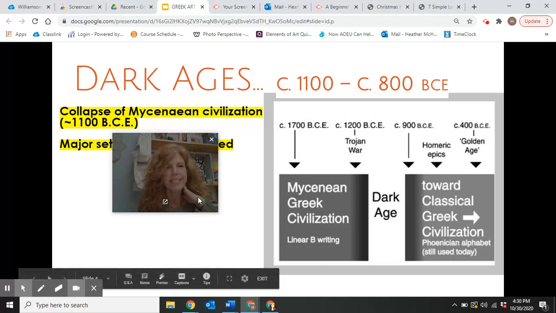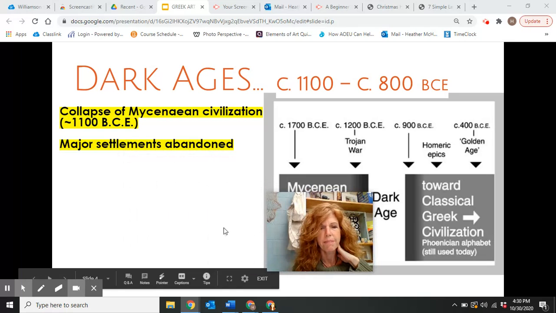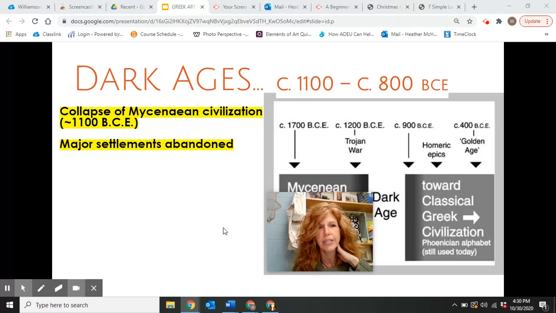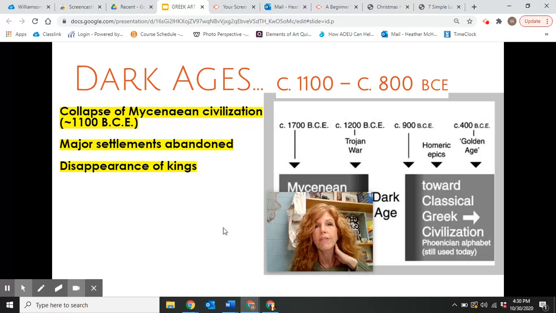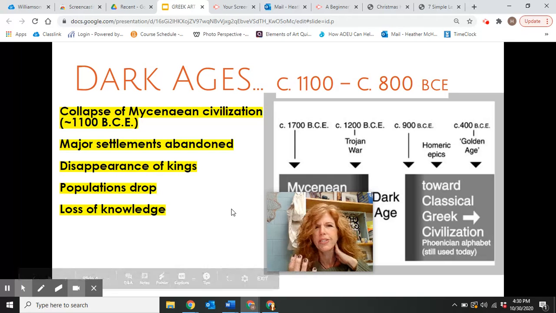The collapse of Mycenaean civilization happens, and obviously, it's monumentally important because everybody just abandons these settlements. All of a sudden, no more kings, right? Populations completely diminish, and nobody really knows why, if there was any kind of plague. Not exactly sure, but also this loss of knowledge.